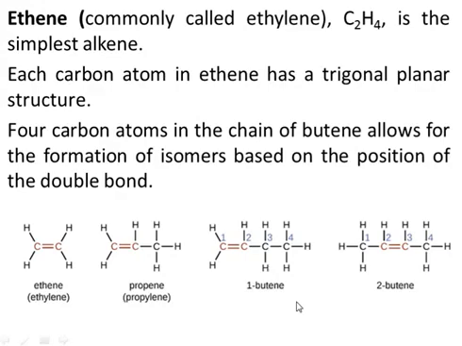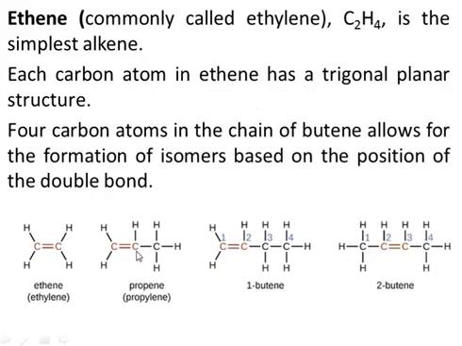Now we have ethene. Ethene is commonly known as ethylene as well. Its general formula is C₂H₄. It's the simplest of alkenes, right? You cannot have a one carbon alkene, so you can have at least an alkene with two carbons. So this is the simplest of alkenes, right? The geometry is trigonal planar, the bond angle is 120 degrees, and the hybridization is sp2, right?